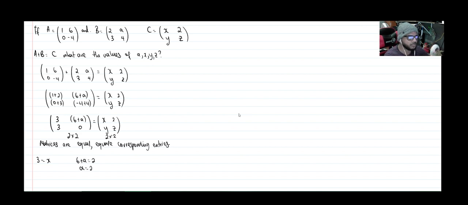Rearrange. A is equal to 2 minus 6. A is equal to minus 4. My third entry, 3 will be equal to Y. And my last entry, 0 is equal to Z. And this occurs every time I have a matrix addition or subtraction along with variables in it. Now let's move on to matrix multiplication.